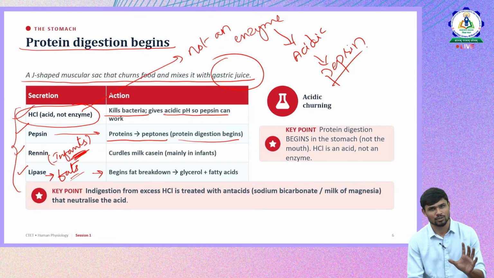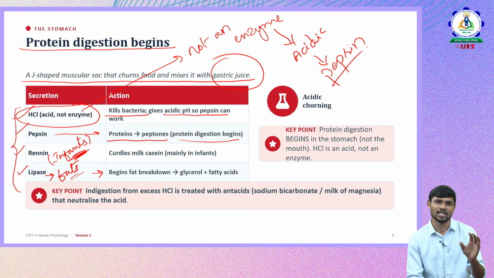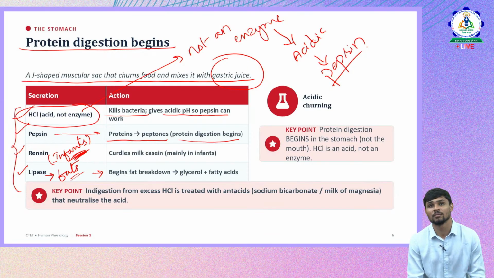So HCl is not an enzyme. Please remember, there are questions from previous years asking whether HCl is an enzyme. They'll ask you to identify the digestive enzyme, and they'll give HCl also. So don't opt for HCl by mistake. It is not an enzyme. It just kills the bacteria from the food, and it also creates the acidic medium required for pepsin activation.